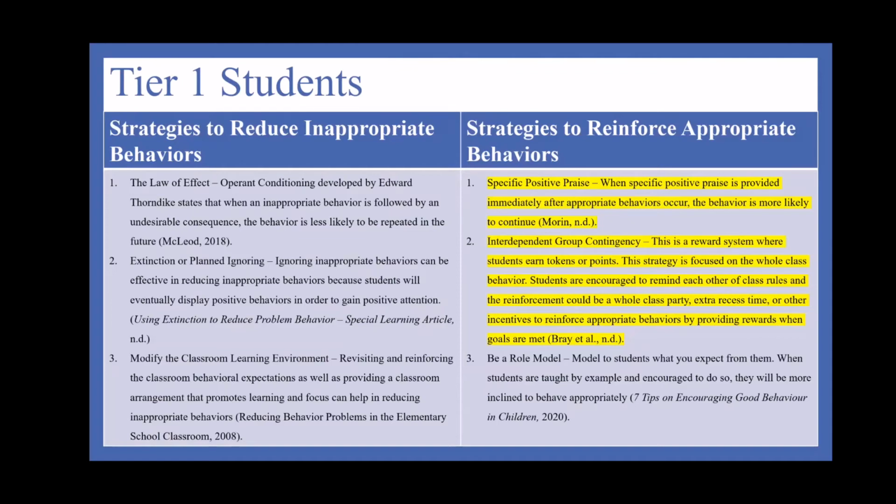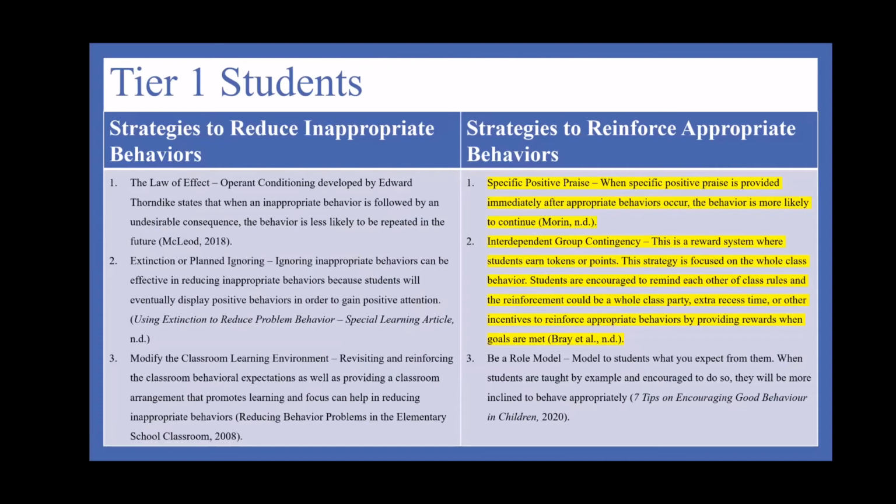The strategies I found to be effective to reinforce appropriate behaviors in Tier 1 students include providing specific positive praise immediately after appropriate behaviors occur to maintain behaviors, and using interdependent group contingencies to hold the whole class accountable for their behaviors and encourage each other to receive the reward. Also, I found that being a role model so students are led by example to be an effective strategy to reinforce appropriate behaviors in Tier 1 students.